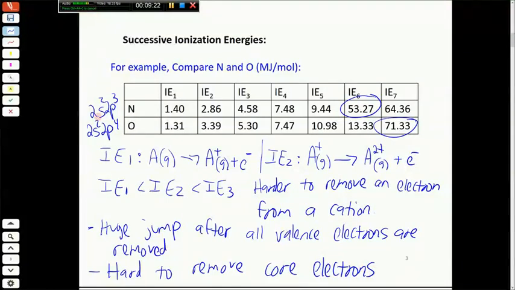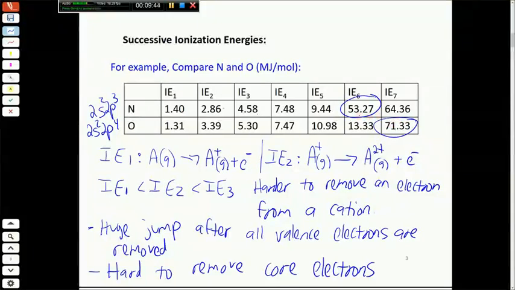Okay, so nitrogen has 5 valence electrons, S2P3. And after we've gone through 5 ionization energies, which is removing all 5 of those electrons, removing the 6th electron, which is in the core, is extremely difficult, and that's why this number is so much larger. And then same thing for oxygen, 6 valence electrons, so removing the 7th is extremely difficult compared to removing the first 6.